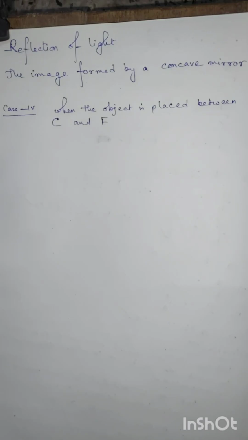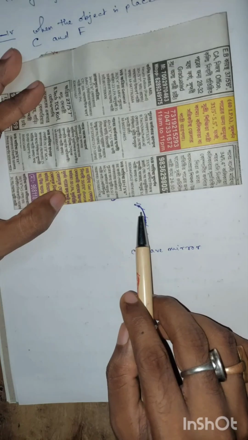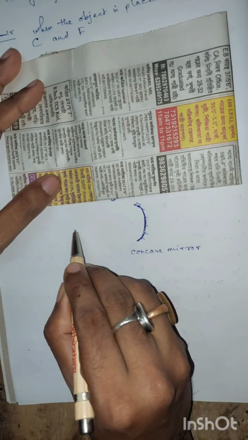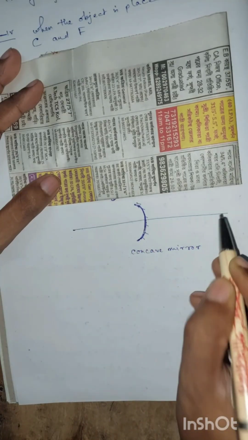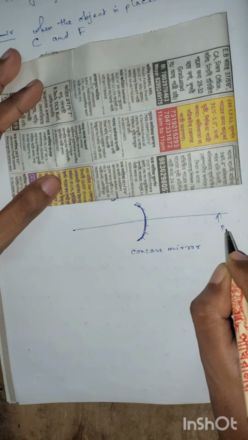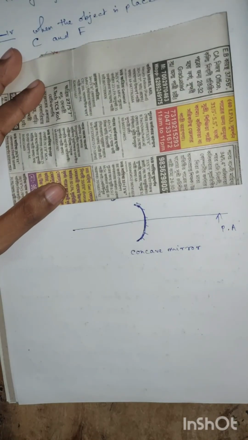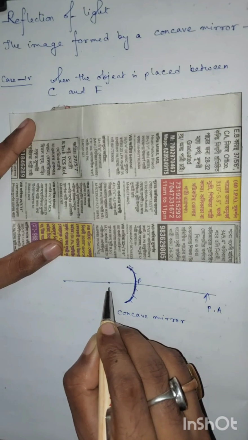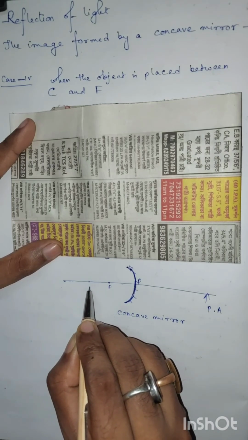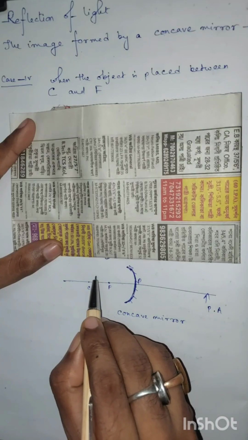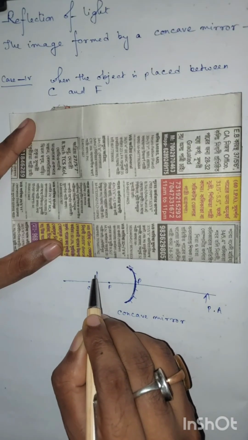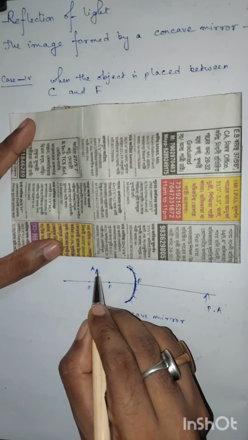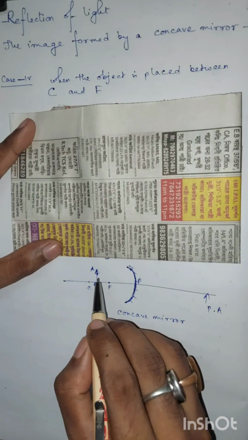the ray diagram. And the dark part is our reflecting surface. This is our principal axis. This is the pole, this is focus, and this is our center of curvature. So the object is placed in between C and F. Let us name it AB. Two rays are coming out of this point.